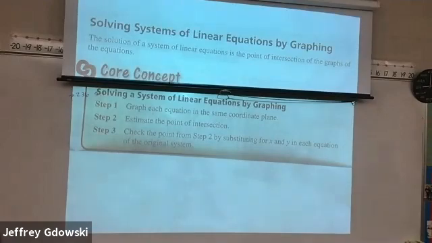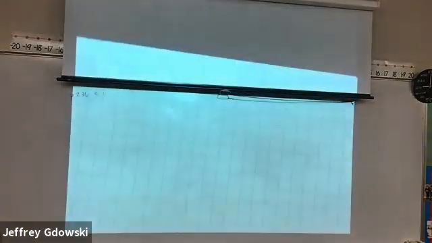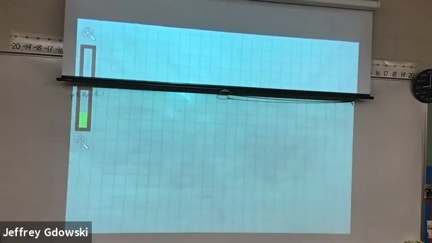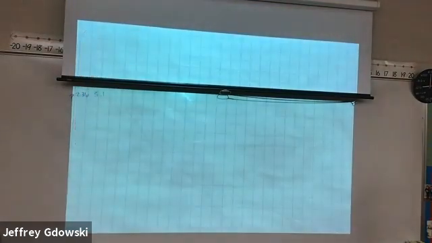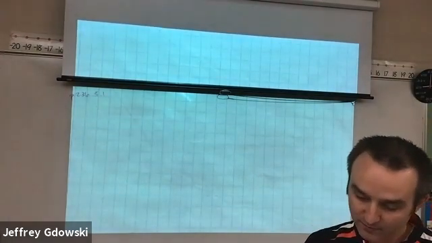So we are solving by graphing, which means we have to graph, which means I'm going to put graph paper up on the board here. You probably don't have graph paper in front of you, and that's okay. In your notes, let's go ahead and make a graph. Let's go 5 in every direction.